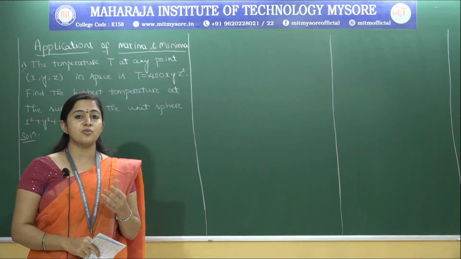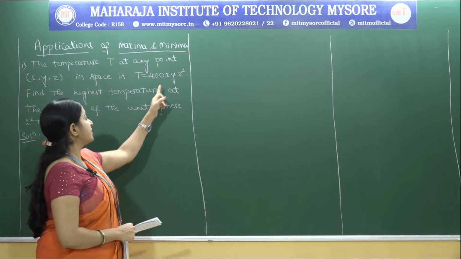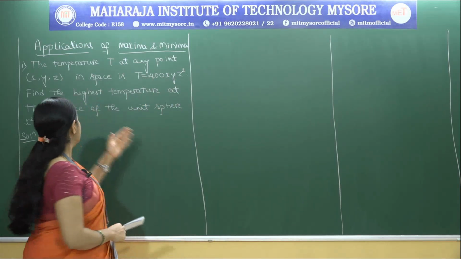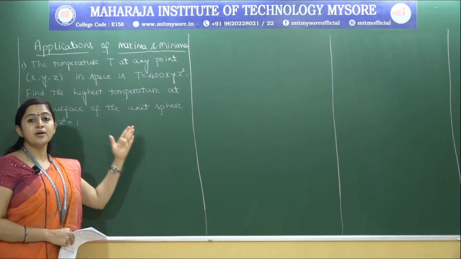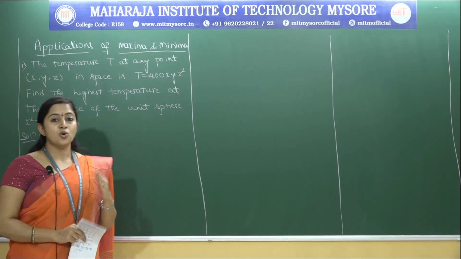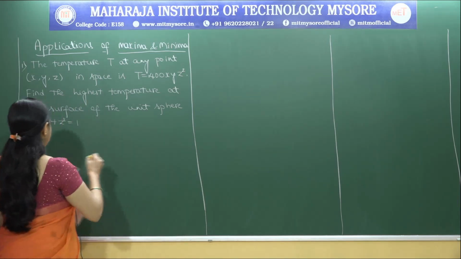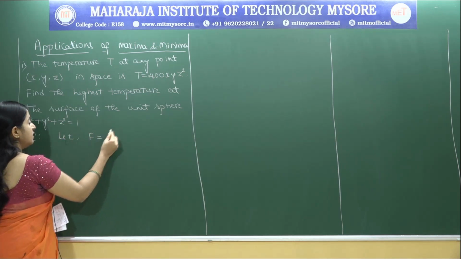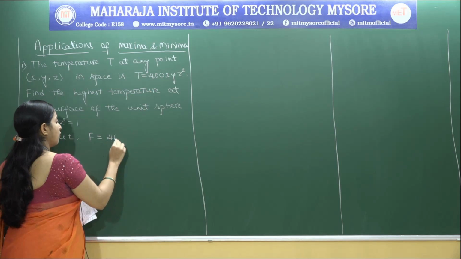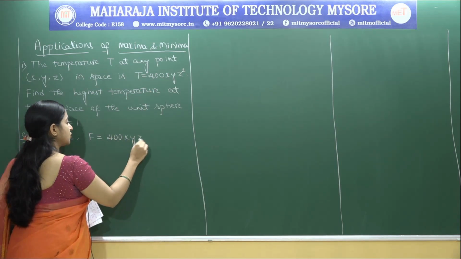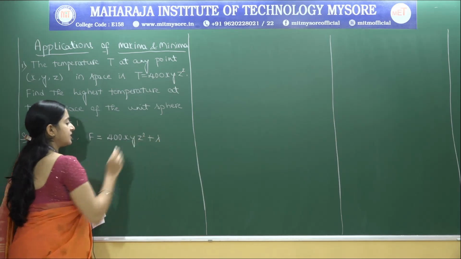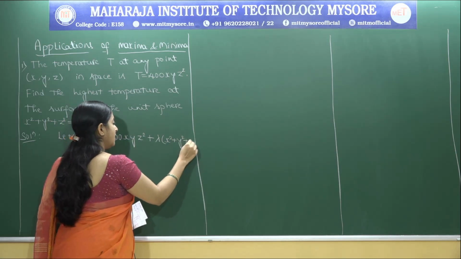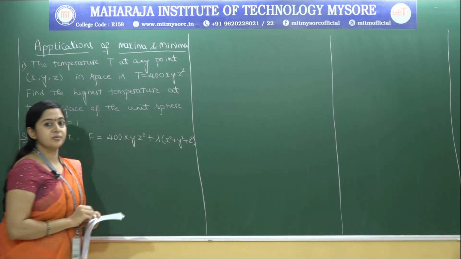Then substitute the stationary values into the given function 400xyz squared. You will get the highest temperature, or the maximum temperature, at the surface of the unit sphere x squared plus y squared plus z squared equal to 1. So I will write this step by step. The first one, I construct the function. Let f equals the given function, that is T, 400xyz squared, using the condition, plus lambda times the condition x squared plus y squared plus z squared. Except the constant, you have to write the function.